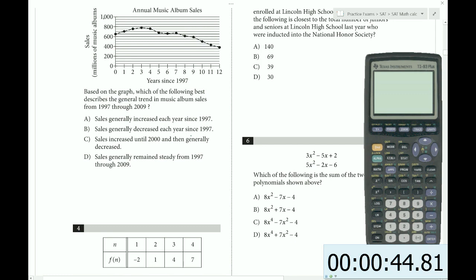Okay. Sales generally increased, generally decreased, increased until 2000. So let's see. If we're starting at 97, this would be 98, 99, and 2000. So that is looking pretty good. Then generally decreased. So yeah, after 2000, they generally decreased. So that's a good choice there.